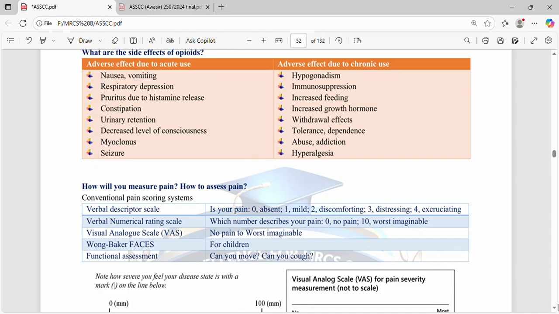Verbal numerical rating scale: which number describes your pain? 0 is no pain, 10 is worst imaginable. And visual analog scale: no pain, worst imaginable. Wong-Baker faces for children. Functional assessment: can you move, can you cough? So this will be the functional assessment. So this is the pain assessment actually.